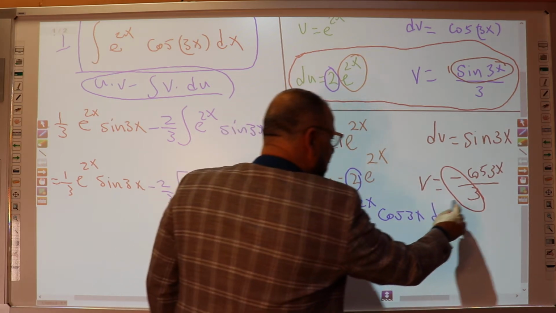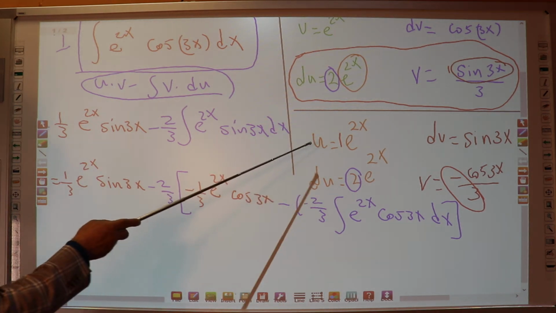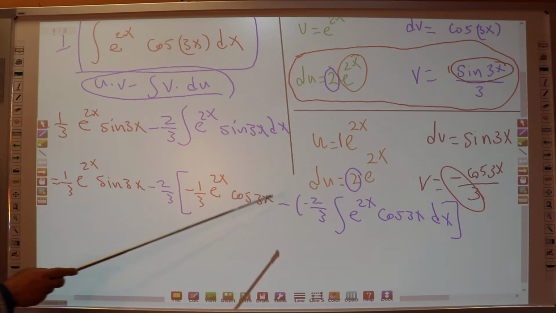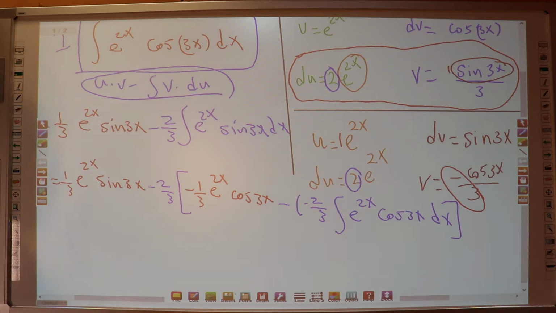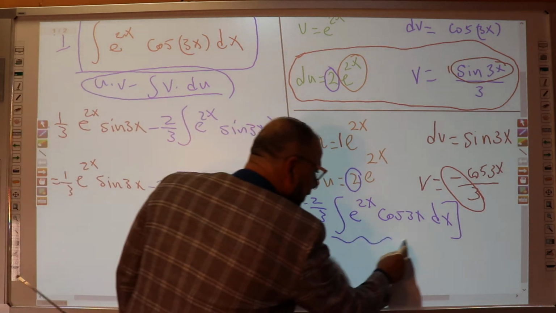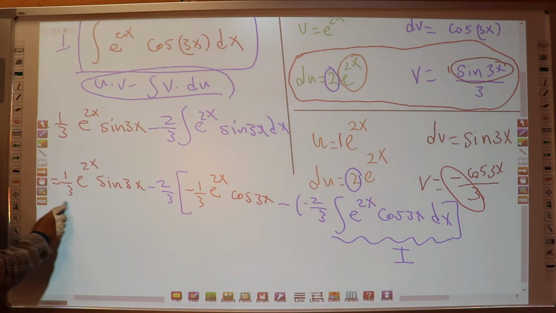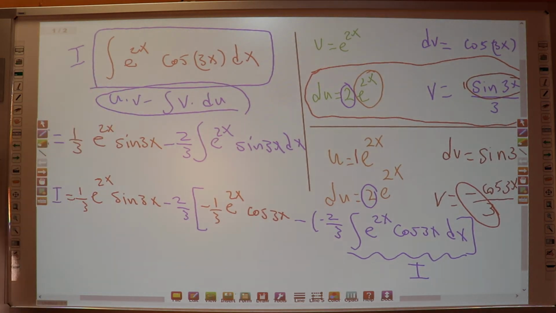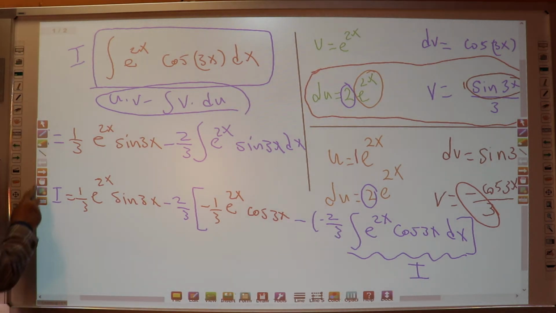You follow me? You see that? Now uv is negative 1/3 e to the 2x cosine 3x minus 2/3 integration of e to the 2x cosine 3x dx. Now, this guy, what do we call it? I, right? You remember the I, we assumed here I equals the integration of e to the 2x cosine 3x. Good. Then just simplify.